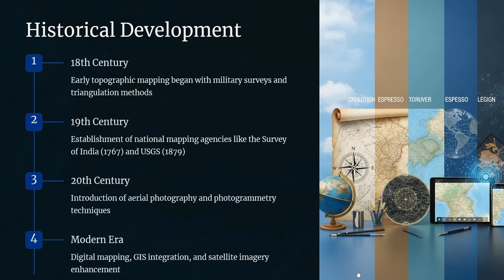During the 19th century, national mapping agencies like the Survey of India and USGS professionally tried to prepare the maps. Then in the 20th century, the introduction of aerial photography or photogrammetry techniques came into the market. Then the modern era, digital mapping, GIS integration, satellite mapping, came into this development.